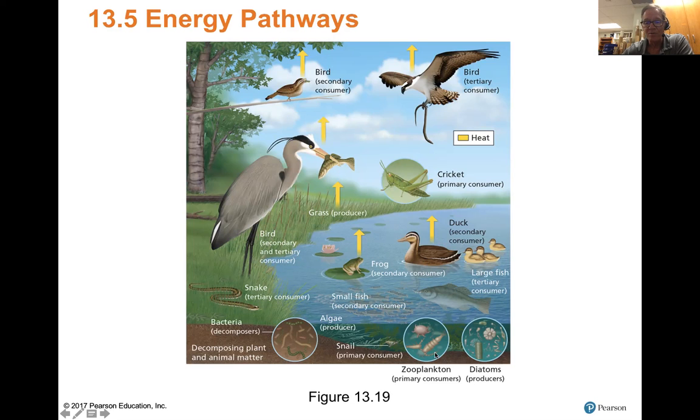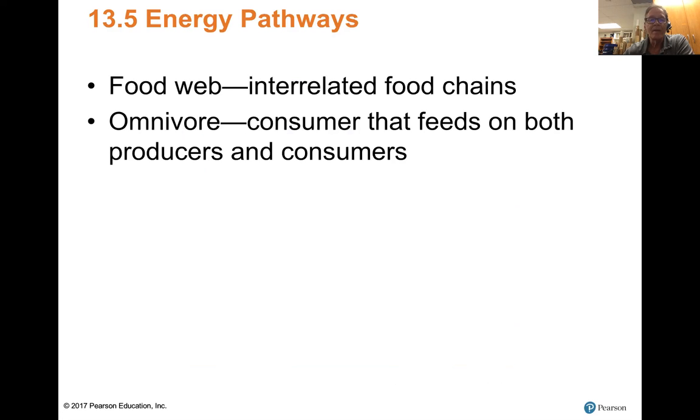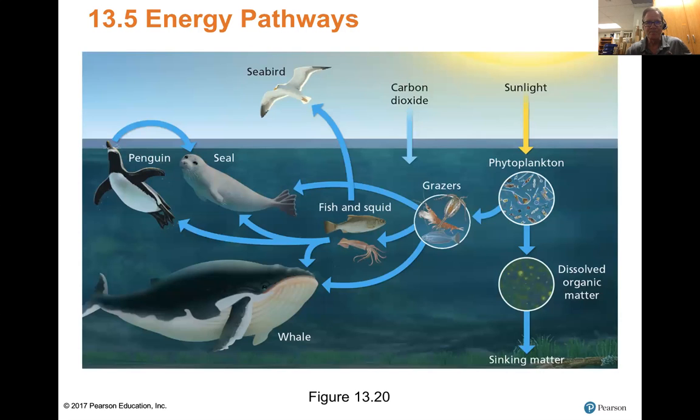Snails are consumers. So all these work together and they release heat energy. But this is your energy pathway. So you have different levels of consumers here. And we call this the food web. It's these interrelated food chains. Now, omnivores are consumers that feed on both producers and consumers. It's a consumer that feeds on both producers and consumers.